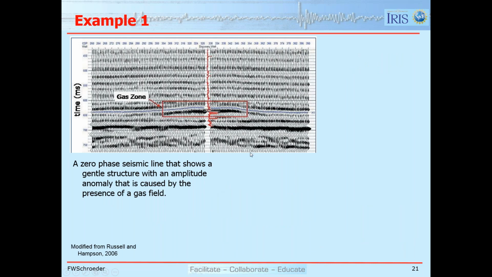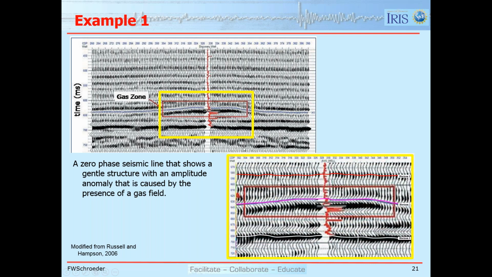So I have a couple of examples, and I always think, I think it's a Chinese proverb, one picture is worth 1,000 words, is appropriate. So here we have zero phase data. We have a little bit of an anticline here, and we have a higher amplitude response, and that's associated with the presence of gas. If we zoom that in, here's the top of the reservoir, horizon 2, and where it's filled with gas, we get an anomalously high peak and trough.